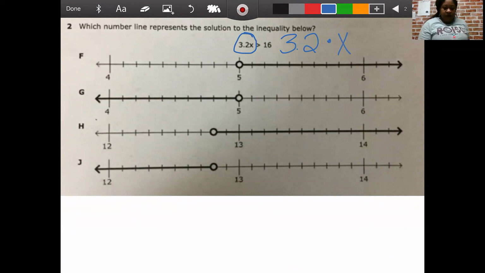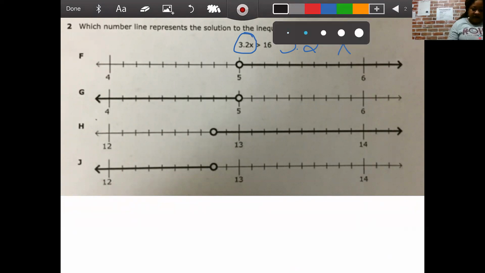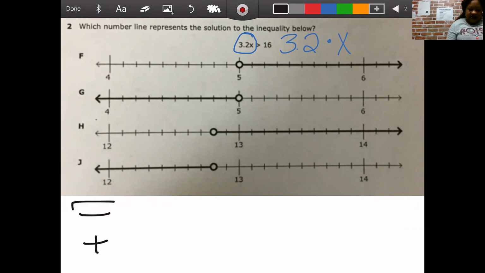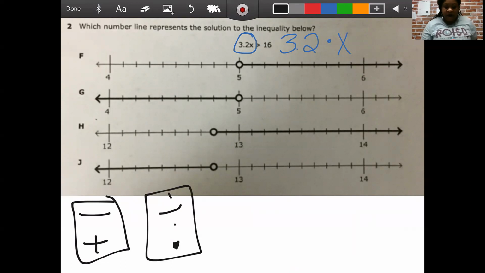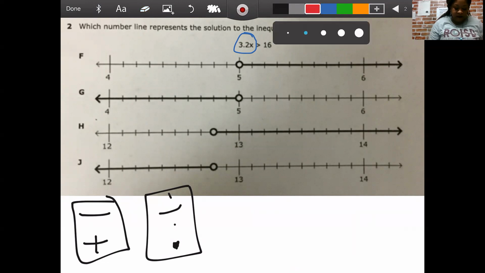All right, remember what I said a moment ago. If you see subtraction, it's addition. If you see addition, the opposite is subtraction. If you see division, the opposite is multiplication. If you see multiplication, the opposite is division. So, going back to this particular problem, 3.2 times x is greater than 16. What's the operation? It is multiplication. So what is the opposite of multiplication? It's going to be division.